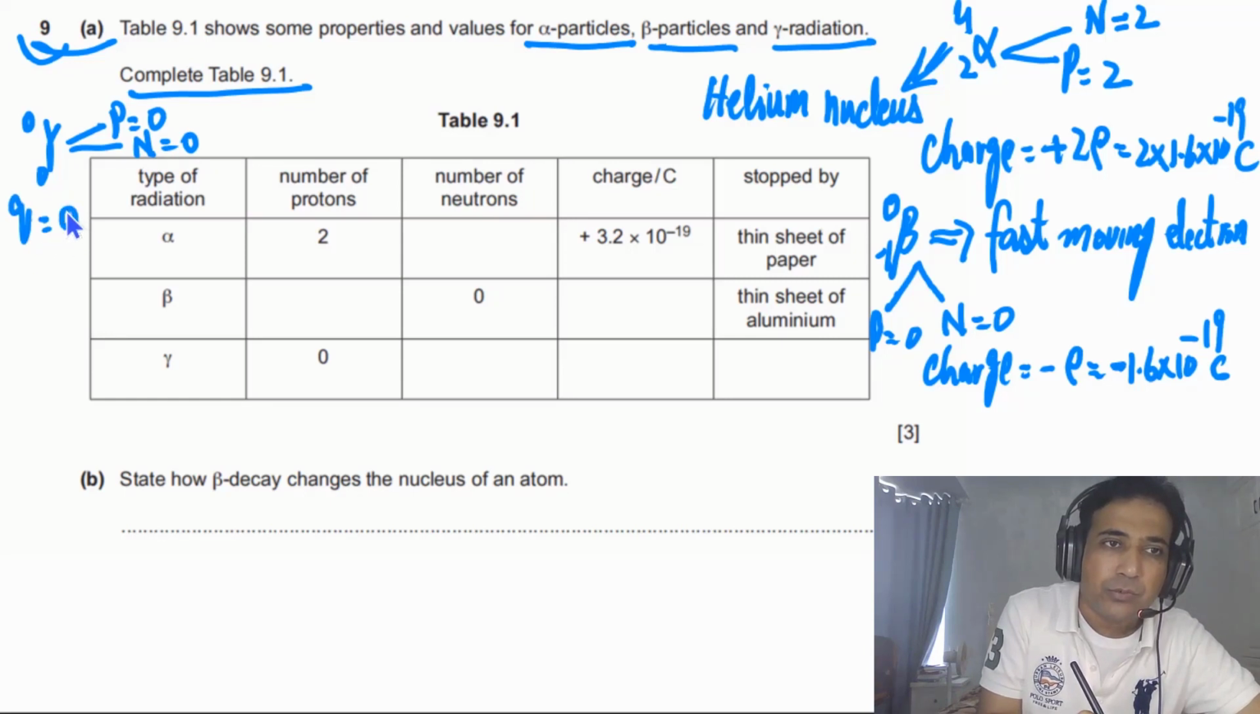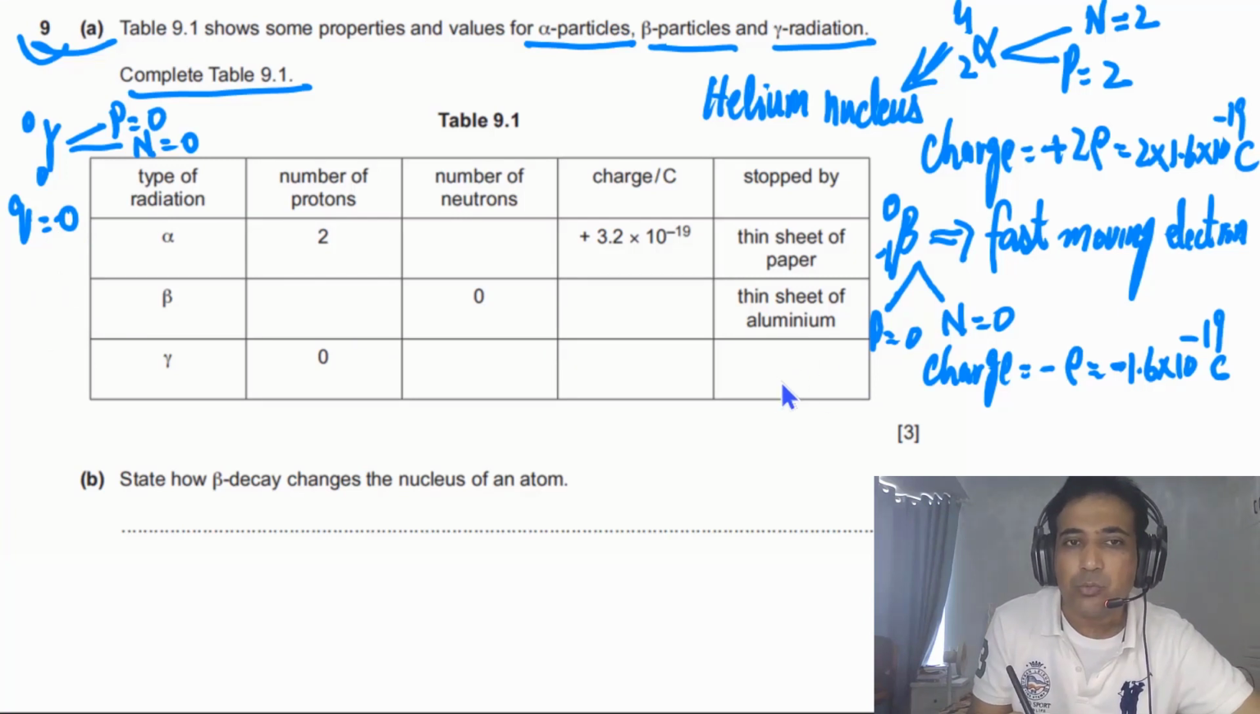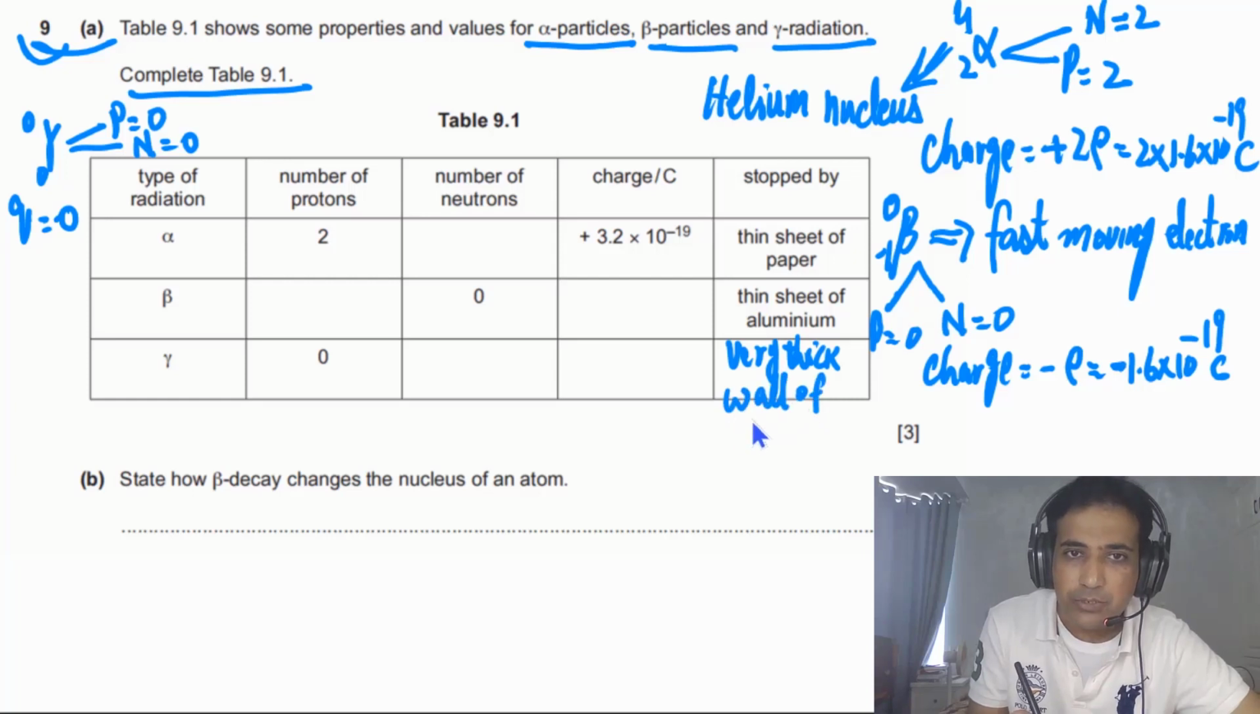How we can stop this one? Because we have to write down here how we can stop gamma particle, gamma radiation, in fact not particle. Gamma radiation can be stopped by very thick wall, we can say very thick wall of concrete, or we can say lead. So this is how we can stop gamma radiation.